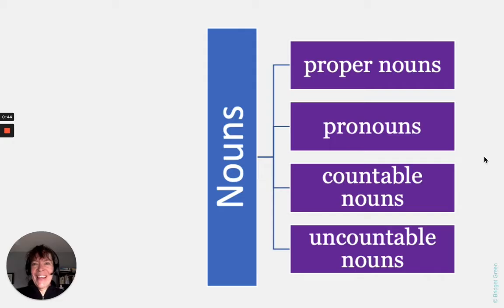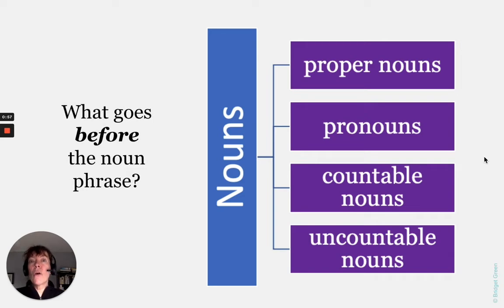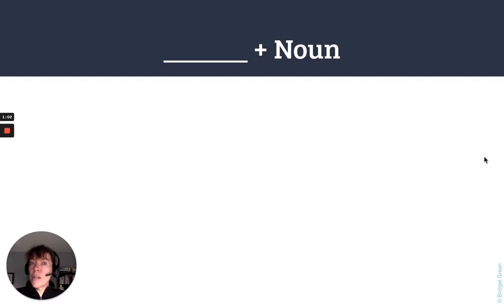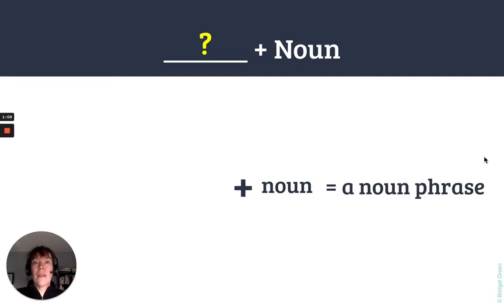Okay, here we go. Right, we've talked about these 4 different kinds of nouns: proper nouns, pronouns, countable nouns, and uncountable nouns. But what we haven't talked too much about is what goes before the noun phrase. So, what goes in front of a noun? Right. And remember, there's a noun, a single noun, and a noun phrase. That's a noun with a group of other things. And usually what goes before a noun is called a determiner. You don't have to remember that word, but we'll call it that.